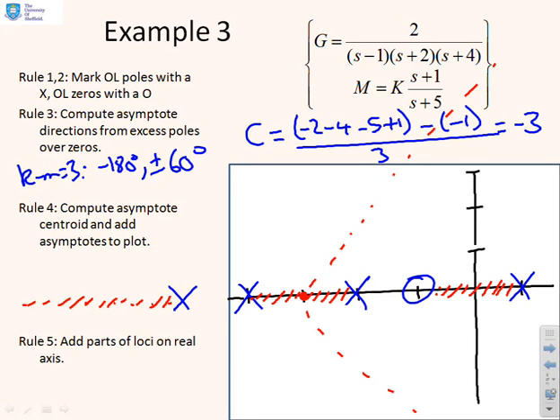And finally, let's do the actual loci. So clearly that one is staying on the real axis, going off to minus infinity. These two are coming together, joining, and going off to the asymptotes. And this one is clearly coming to the left and going to the 0 there.